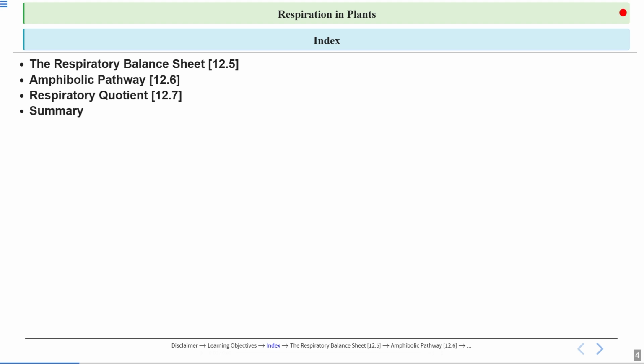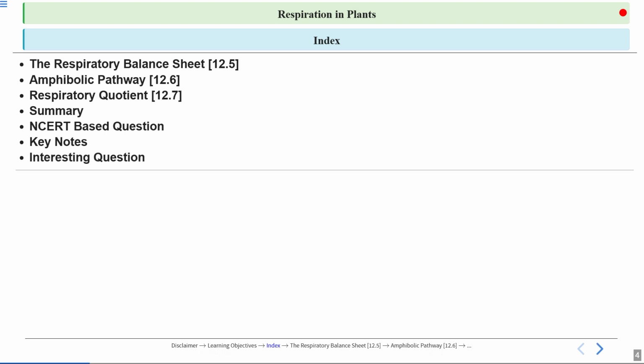Students, then we will look at the summary section, where we will take a small recap of what we will be learning in today's session. And then we will finally solve some NCERT based questions. Then we will look at some keynotes. We will highlight certain important points. And finally, we will look at some interesting questions which will be for you to solve.